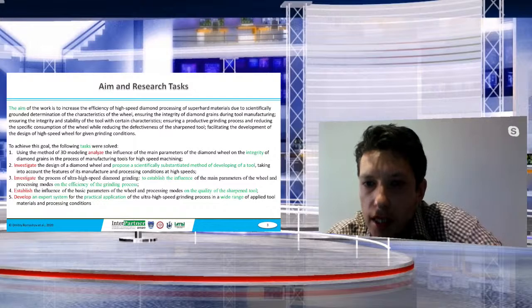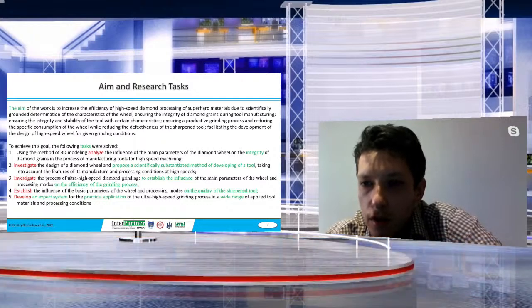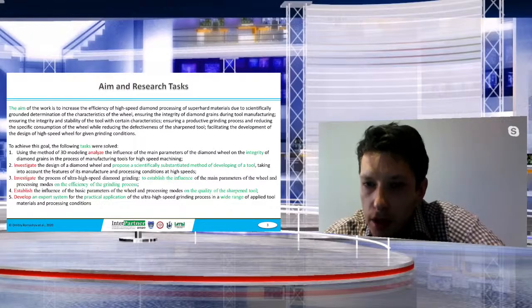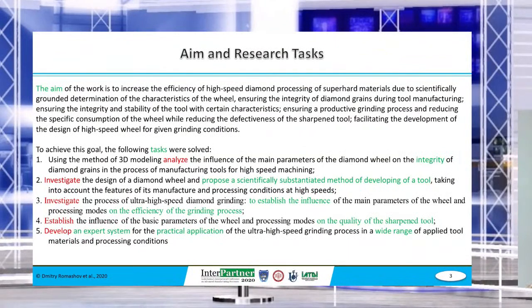One of the tasks is to investigate the process of high-speed grinding and to establish the influence of all the parameters of the wheel and processing modes on the efficiency of the grinding process. Also, the main task of the work will be to develop some kind of product, an expert system, which can be practically used for the high-speed grinding process with a wide range of parameters of tool materials and processing conditions.